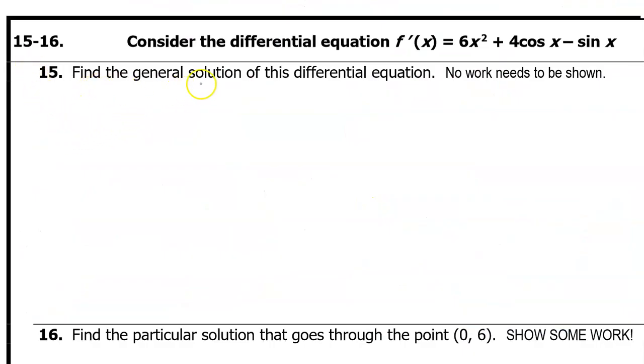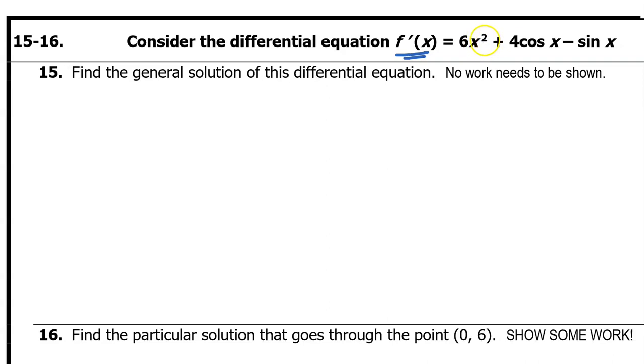Number 15, find the general solution of this differential equation. A differential equation is just an equation that has a derivative in it. So don't be intimidated by these big words. If I want to find the solution, it just means to get rid of the derivative and turn this back into the original function. So if I take the integral, it should turn the derivative, which we see, back into the original function. So I'm just going to take the integral term by term, and that'll be the general solution.